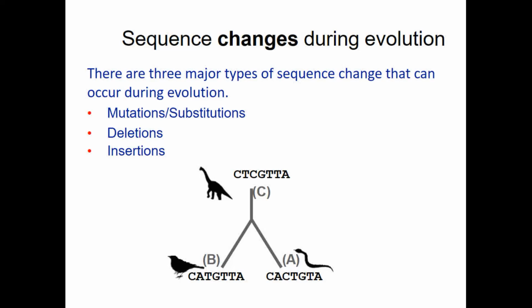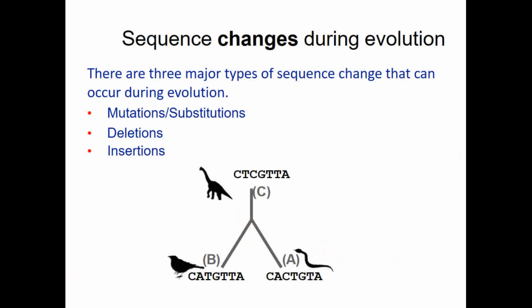The sequence changes during evolution. There are three major types of sequence change. One is mutation or substitution. Second is deletion. The third is insertion.